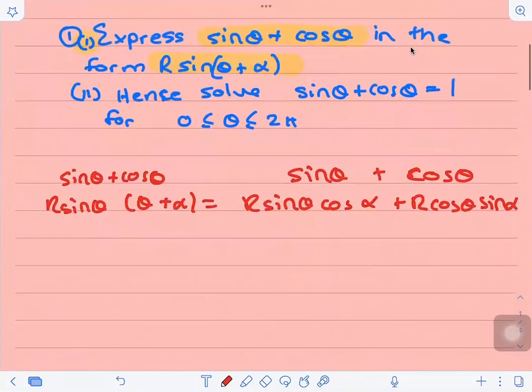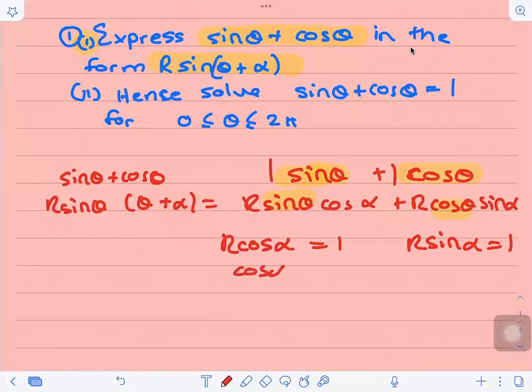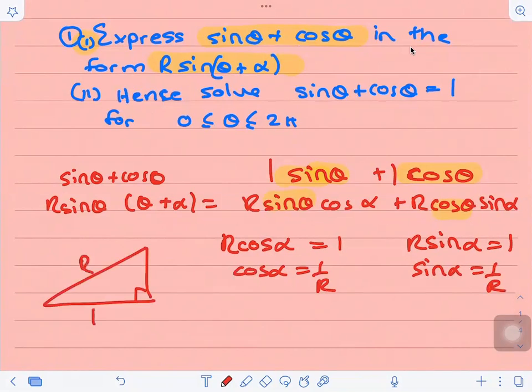But the quicker way is probably just to go straight to the triangle. You can see here the sine thetas match up, the cos thetas match up. The number in front of those is what r cos alpha and r sine alpha would equal. So cos alpha is 1 on r, and sine alpha is 1 on r. So if you had your triangle, there's r, 1, 1, and alpha. So you could just go straight to your triangle.